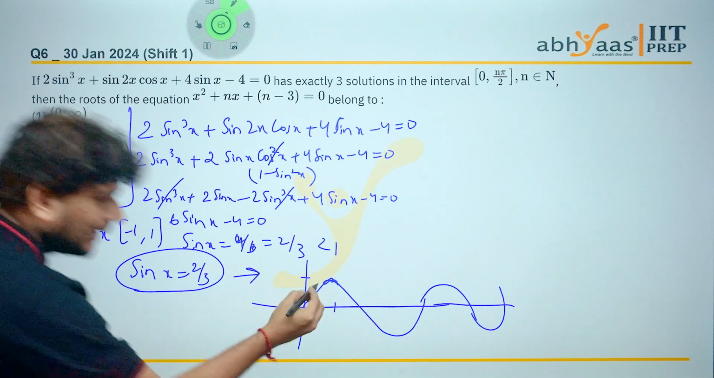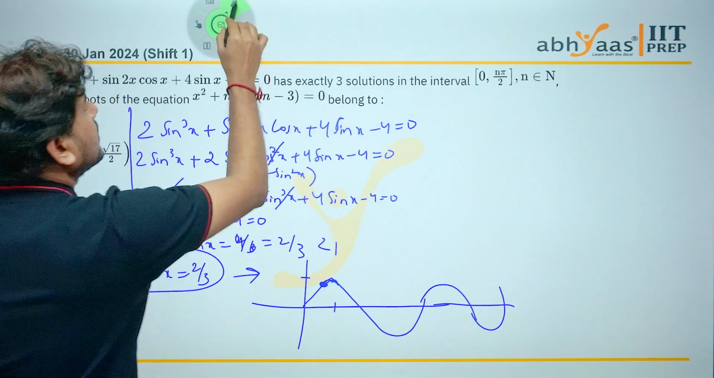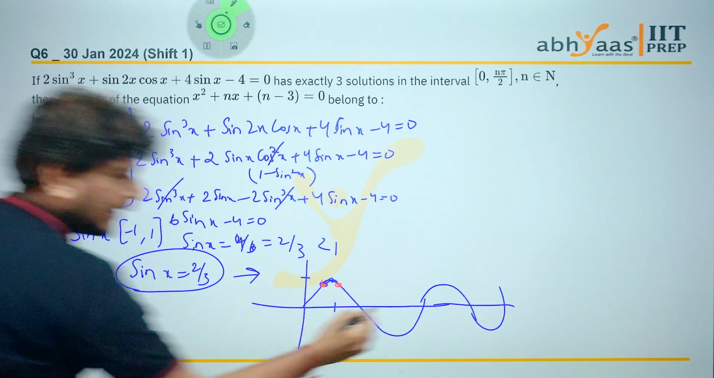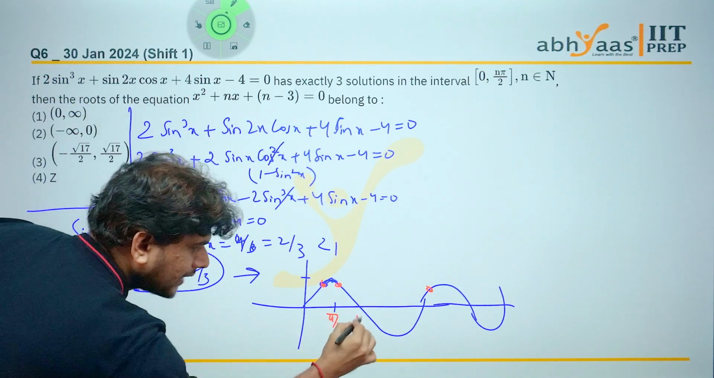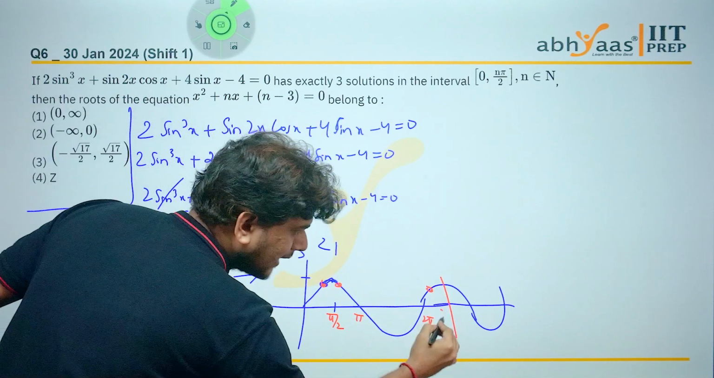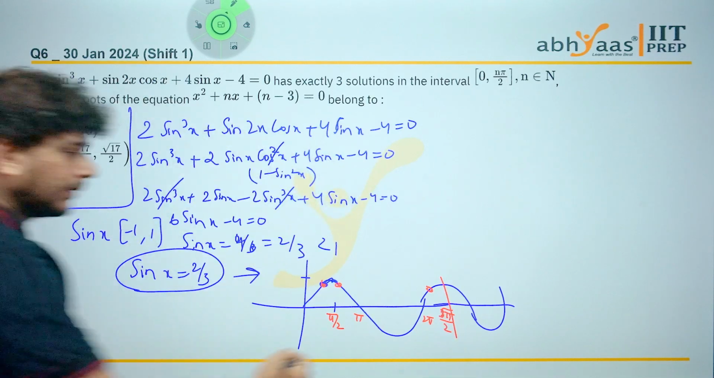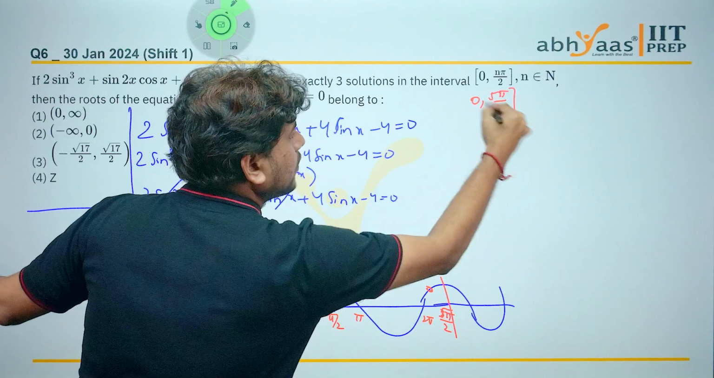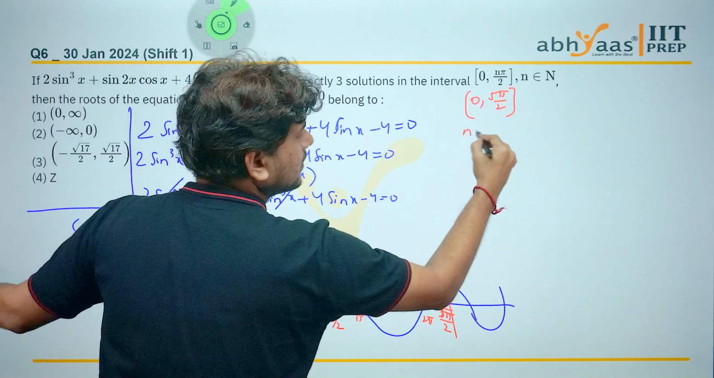Now 2 by 3 will be less than 1. So let's say at this point it is 2 by 3. We'll get another 2 by 3 here, and then again we get 2 by 3 here. This is pi by 2, so this will be pi, and here will be 2 pi. After one cycle we will get another pi by 2, so that will be 5 pi by 2. Okay, so from 0 comma 5 by 2 we are having 3 exact solutions, so the n value is 5.